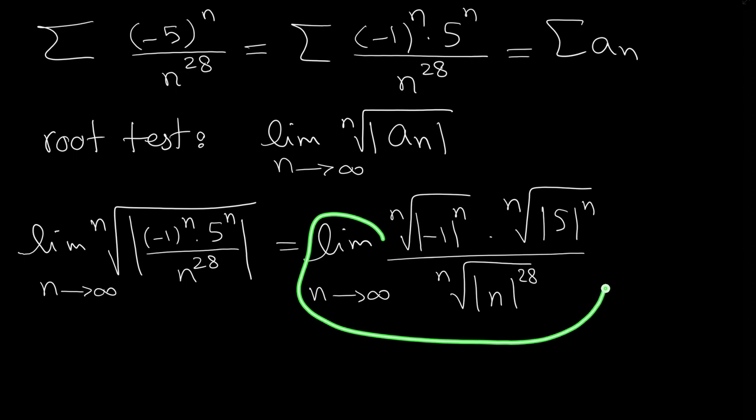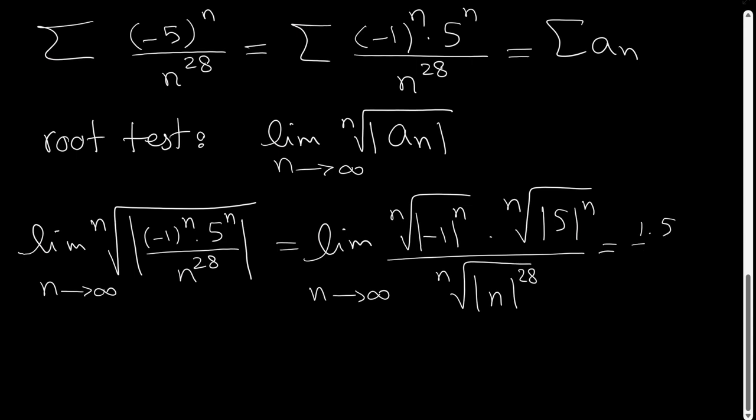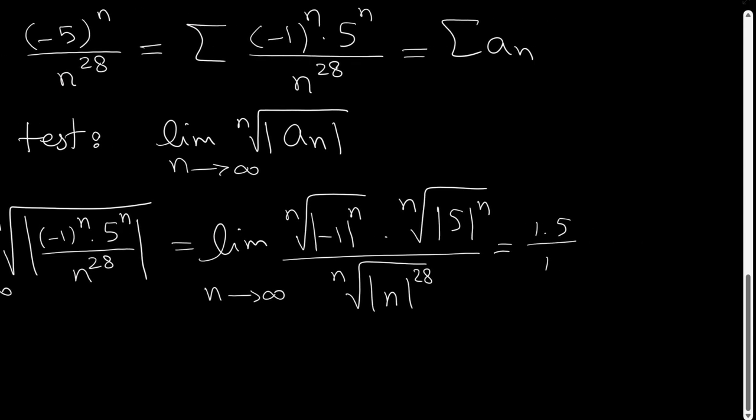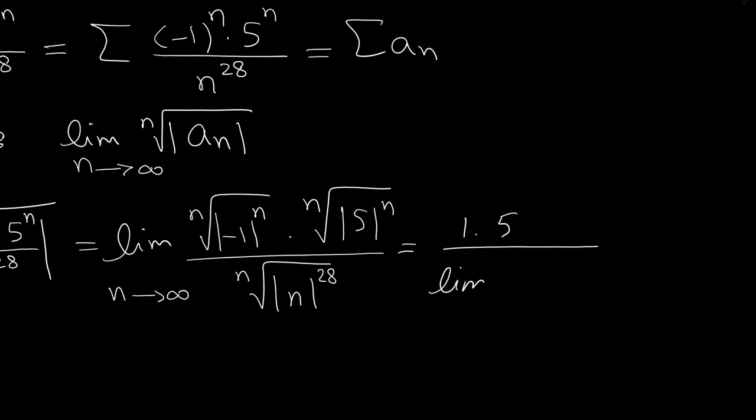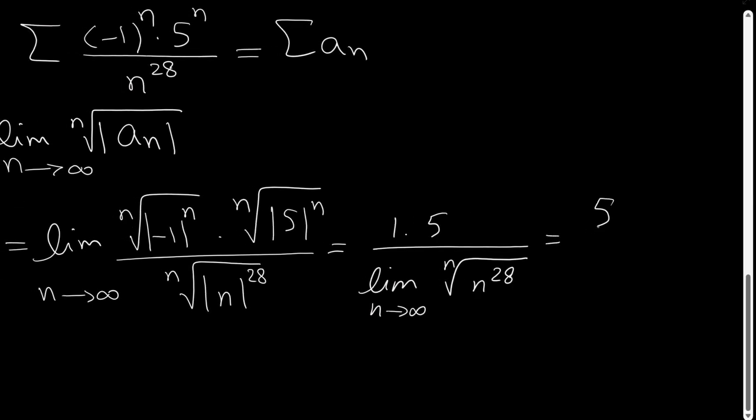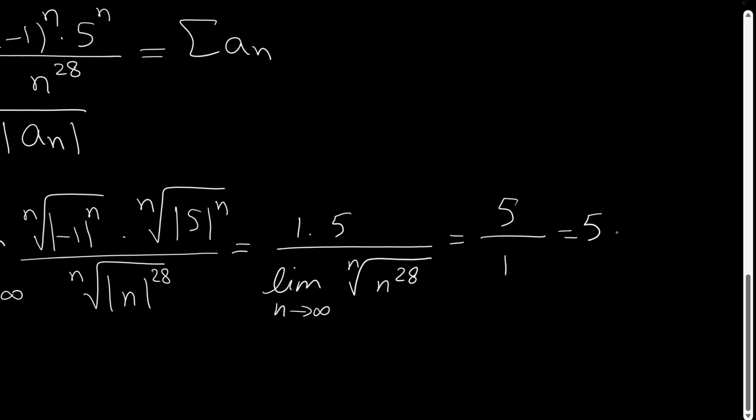So the limit for denominator is 1, numerator here is 1, here is 5. So the answer is 1 times 5 divided by 1. And for better explanation, I prefer to write it as limit of root n of n to power 28 when n approaches infinity. And in the next step, I write it as 1. And you see the answer is 5. 5 is greater than 1.